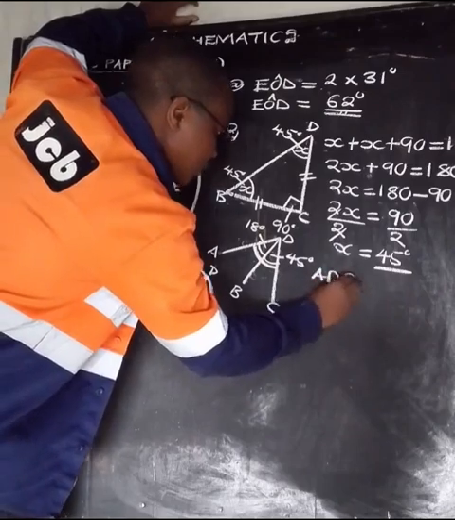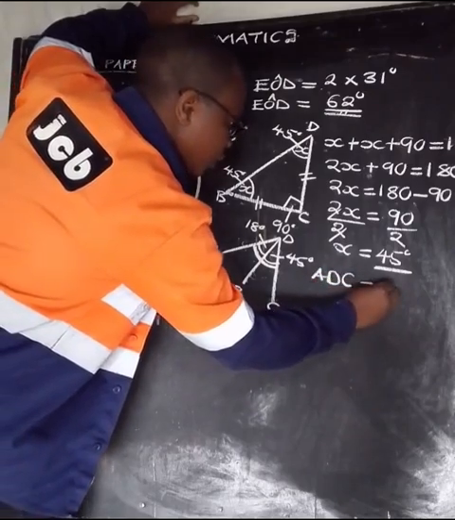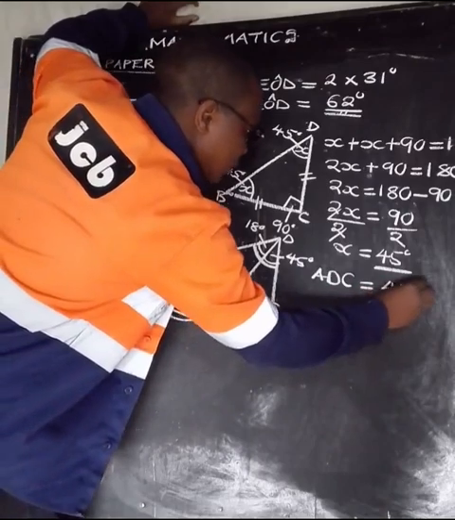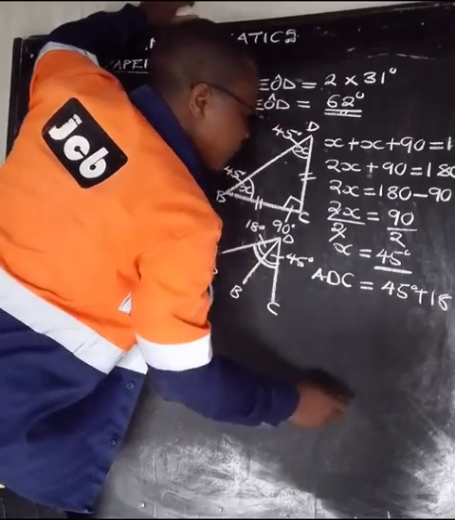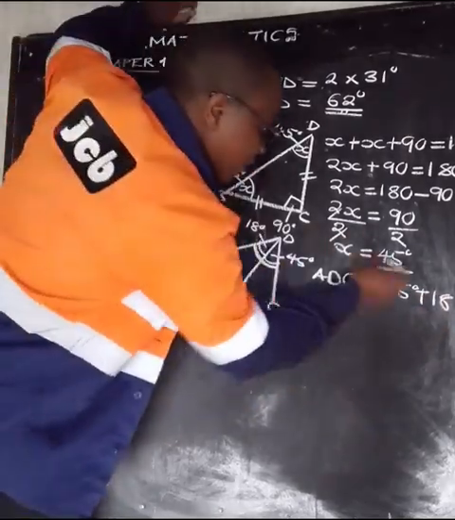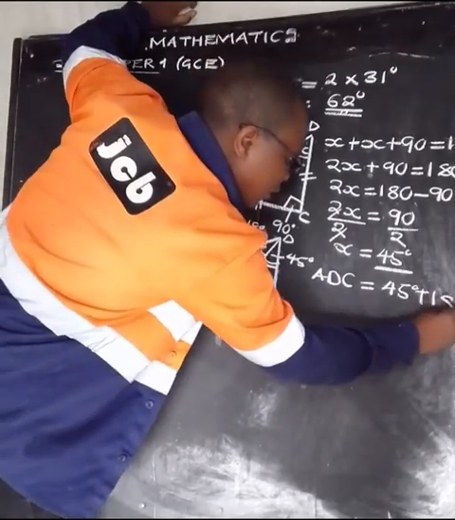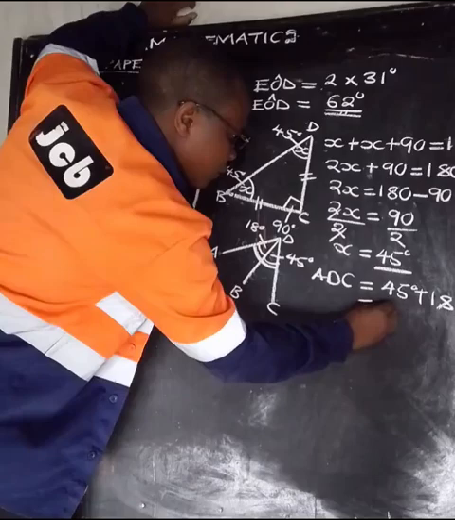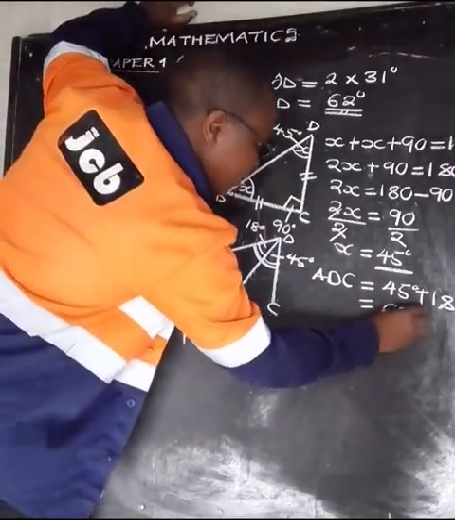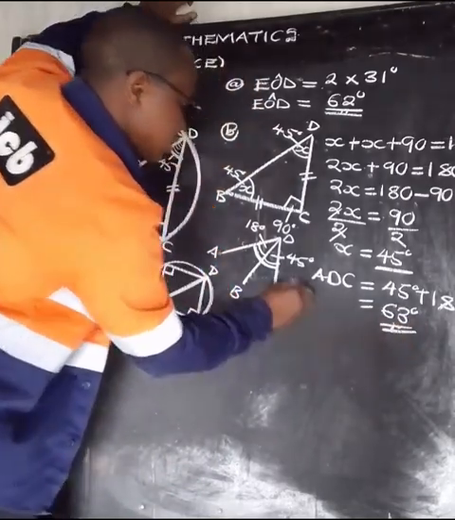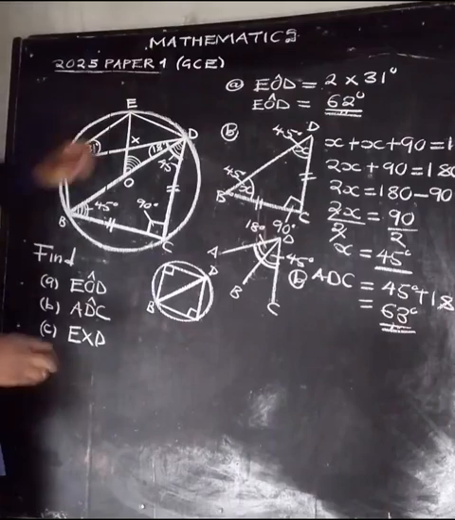So angle ADC is equal to 45 plus 18. Let me write this one properly. So it's equal to 45 plus 18, we get 63. So this is our answer.